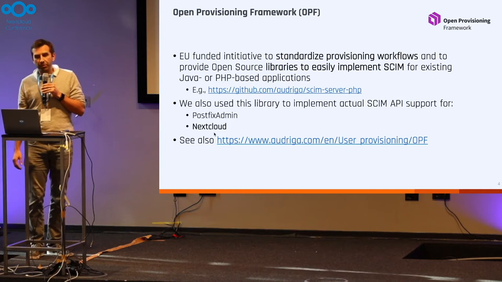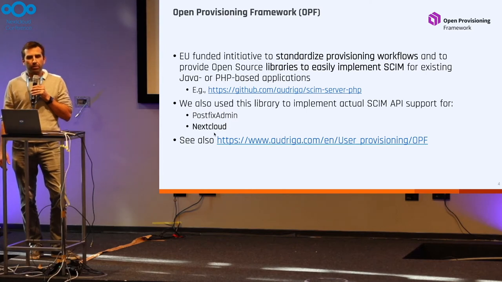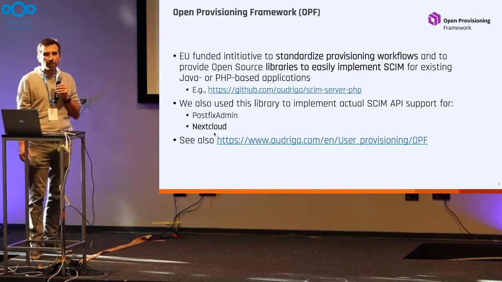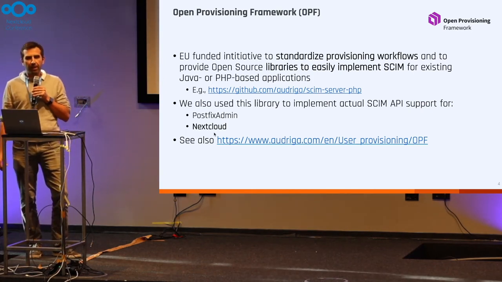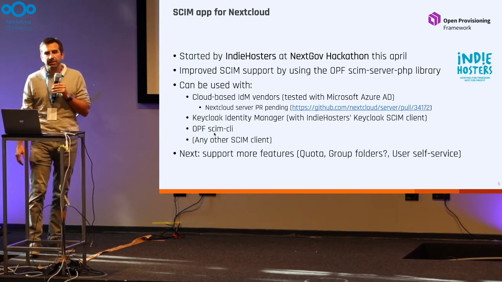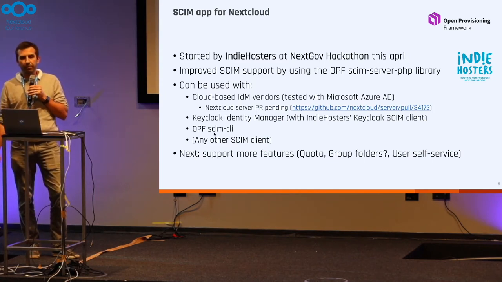What we have done here in the project is quite similar to what we have done in the JMAP project I presented prior. So we also created libraries here to easily implement SCIM for Java and PHP-based applications, which you can find in our GitHub repository. And we actually implemented a SCIM API for Postfix admin. And as we love Nextcloud, we did it also for Nextcloud, based on the work, it's on the next slide, which IndieHosters started at the NextGov Hackathon this April. So we improved that support by using the underlying libraries we provided.